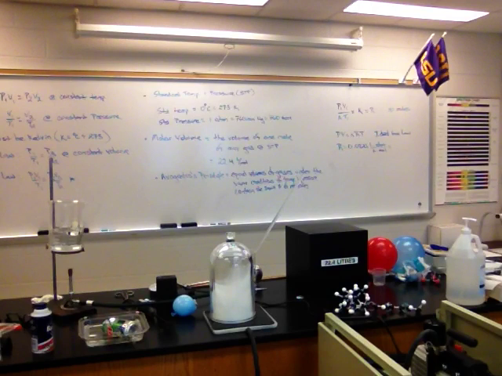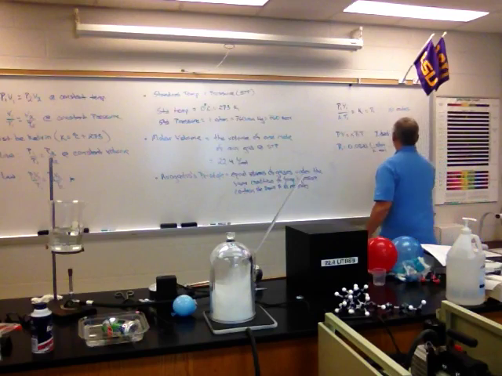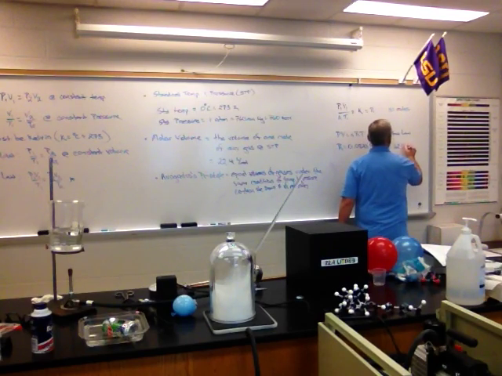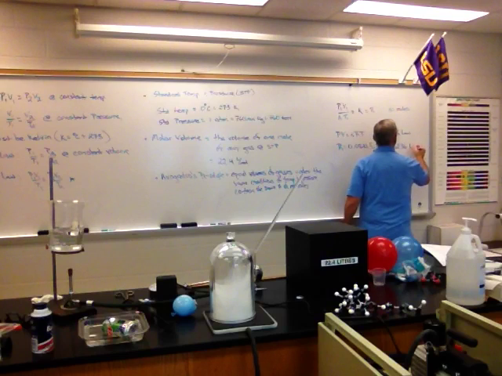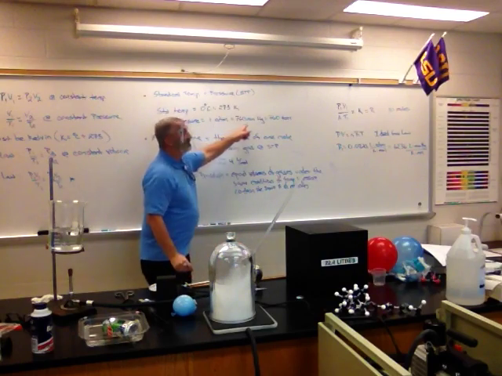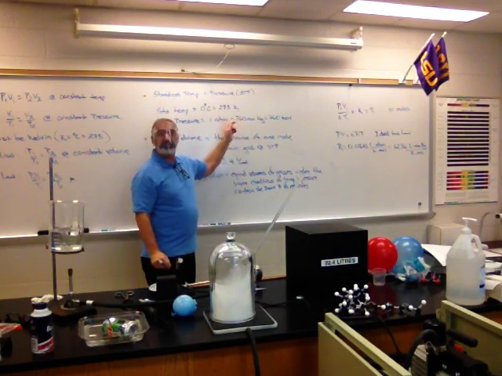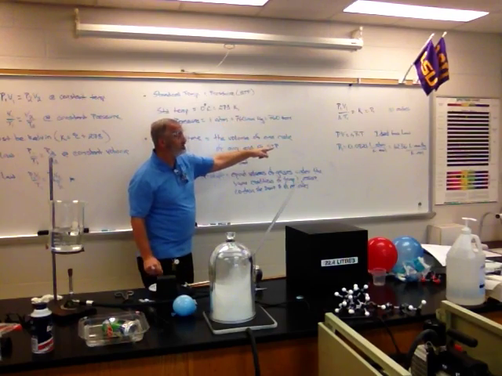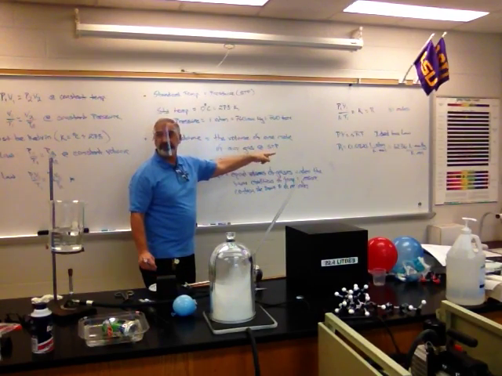This is given to you on your equation sheet. The value of R is given as 62.36, and that's going to be in liters, millimeters of mercury, kelvins, moles. So in other words, if you're given the pressure in millimeters of mercury and you don't want to do the conversion to atmospheres, you can use 62.36 as your value of R.